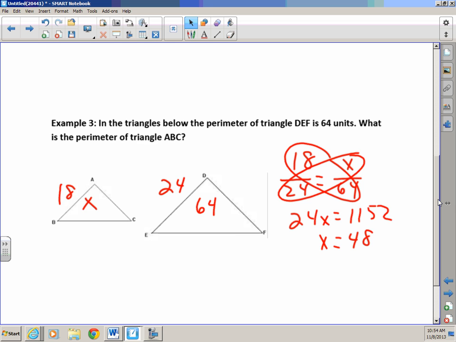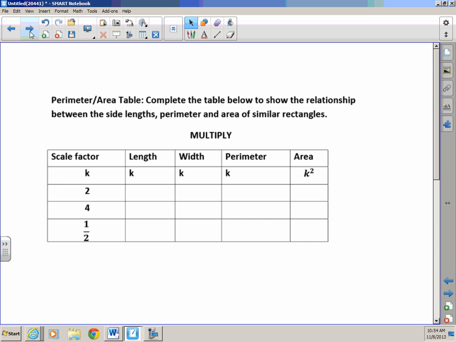Okay. Finally, to summarize, what happens is when I change my length, width, and perimeter by a scale factor of k, the length, width, and perimeter all change by that amount. But the area changes by k squared. So if I have a scale factor of 2, my length, width, and perimeter all double, but the area goes up by a multiple of 4, or 2 squared.